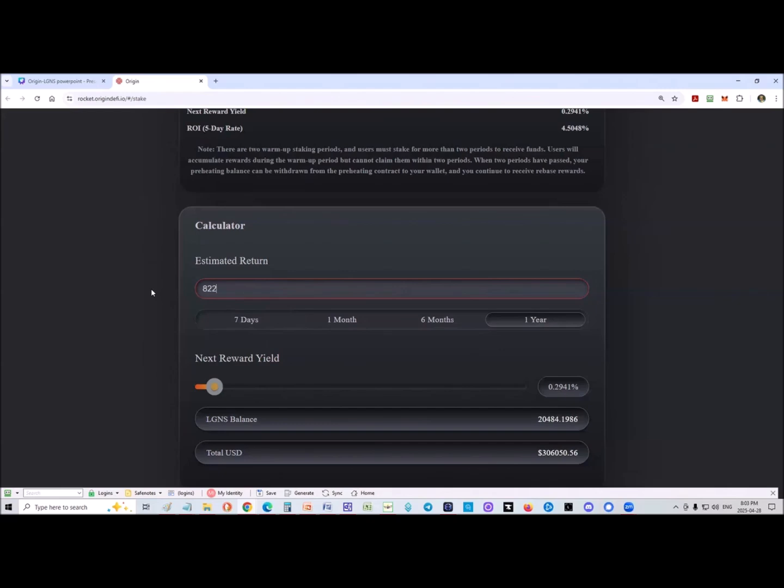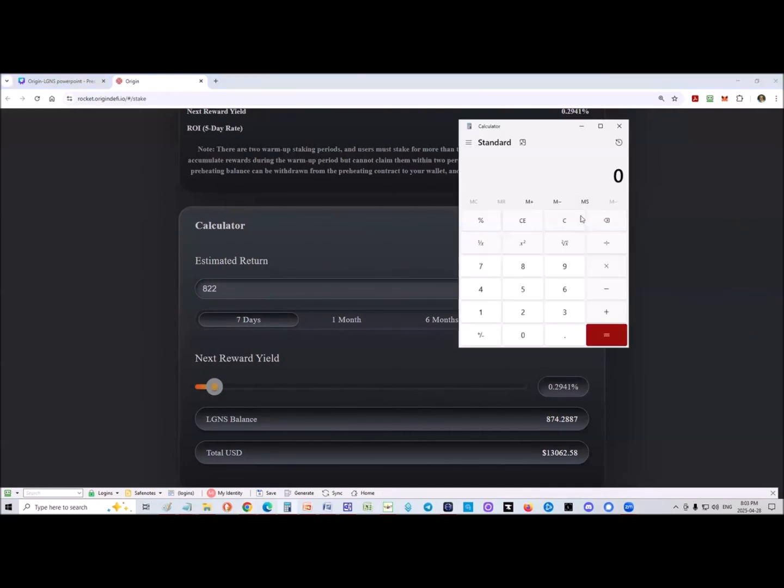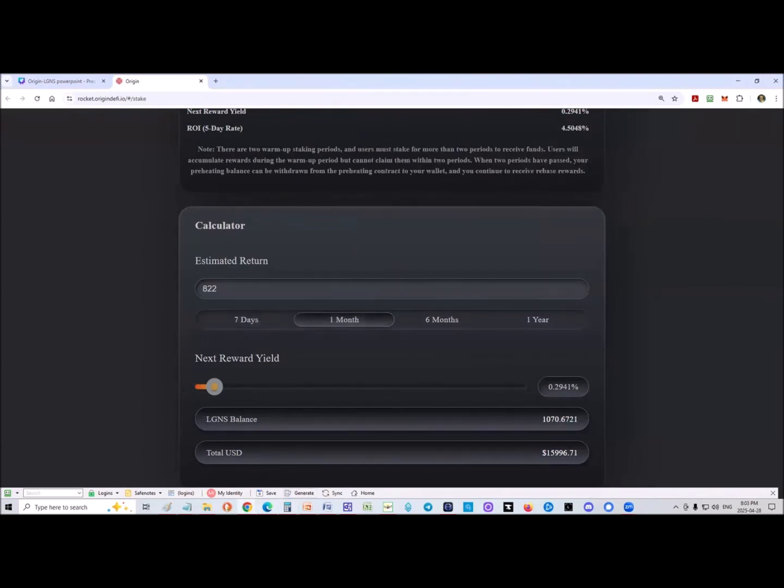822. 822. So because of the limitation in this calculator, we take the 822 that we ended with after the 1 year mark, and we just simply return it up into the estimated return area to begin our calculations again. We're going to do a 1 month example on this, Carl. 1 month? Okay. Yep.